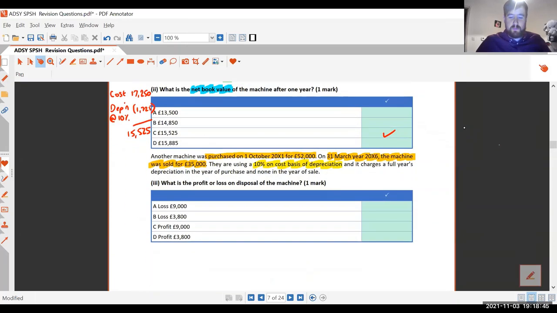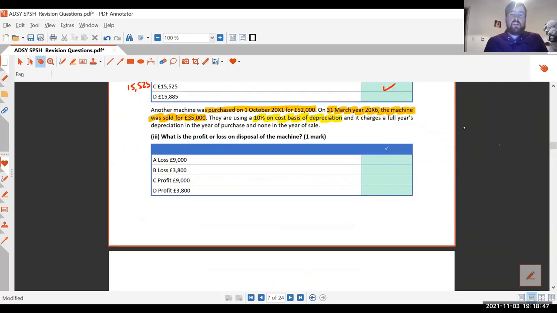No problem at all. Okay, so moving back onto our disposal here, we've got a purchase in October X1, and then we get rid of it finally in the year ended March X6. Once again, within our depreciation rules, it's a full year when we purchase and no depreciation in the year of sale. So exactly the same rules we just worked with a second ago, in fact.